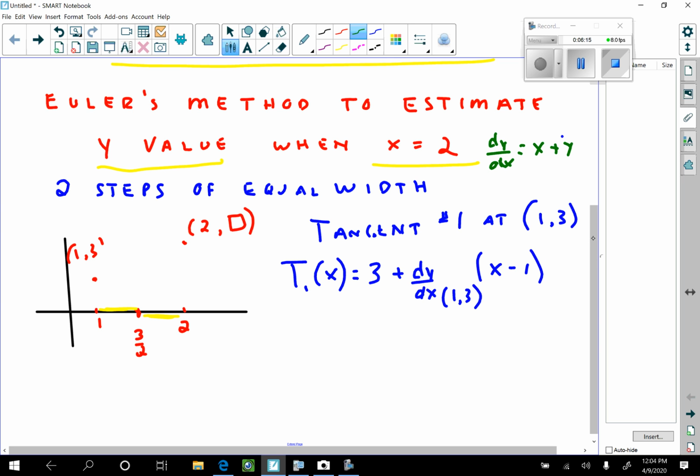So to find this, 1 plus 3 is 4. So tangent line number 1 is going to be 3 plus 4 times x minus 1. That's the tangent line 1.